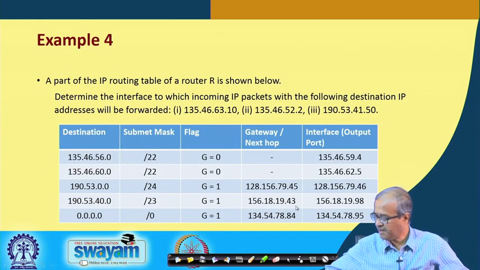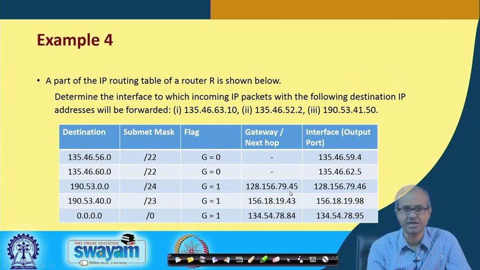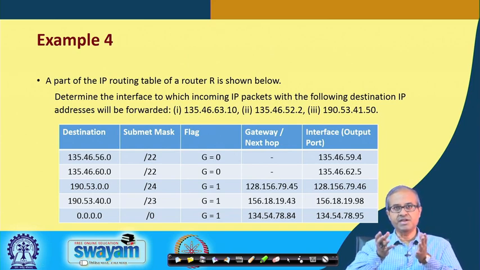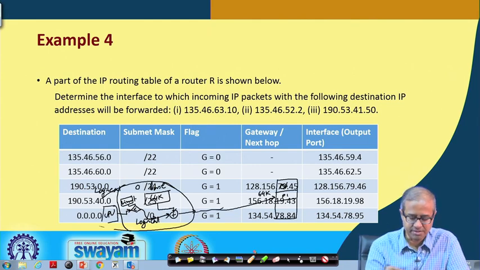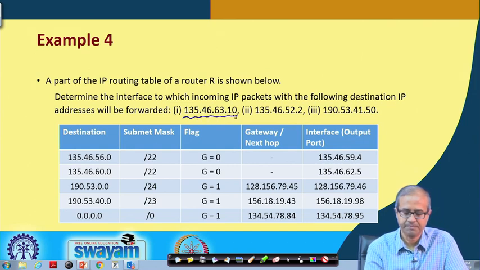Let us look at a fourth example. Now, in this fourth example, we have shown some additional entries in the routing table, more like a practical routing table, and also we have shown the subnet mask in the CIDR notation. In many routers, when you see the routing table, the mask will be shown in the CIDR notation. So, here it is done like that. Here we are talking about 3 such destination IP addresses. Let us look at it.